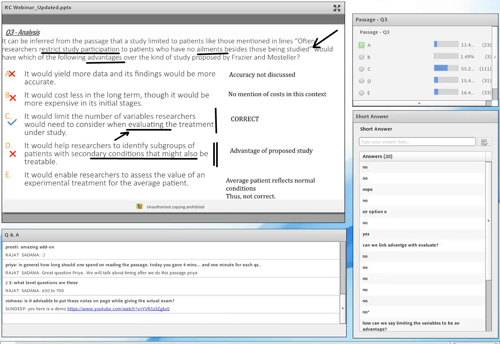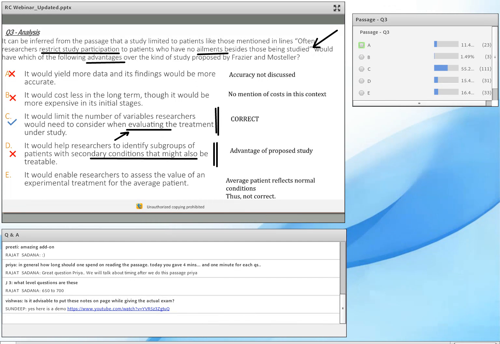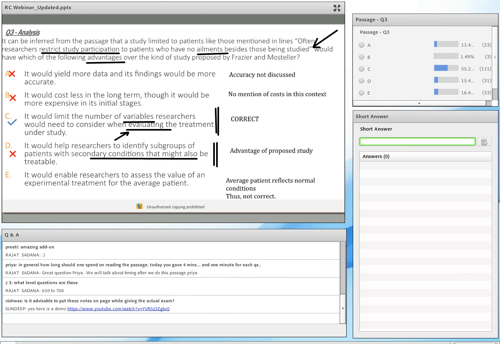How can we say limiting variables to be an advantage? It's an advantage because it will limit the number of variables. It's not a benefit, it's an advantage. The two are different terms. So what it's really saying is, if you enroll patients who only have that treatment, then it will limit the number of variables researchers have to study while evaluating a treatment. You have to study fewer variables. Why? Because you only are studying those people who have that one disease. So that's an advantage.